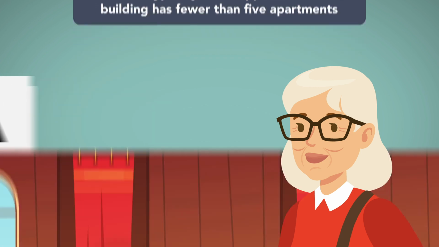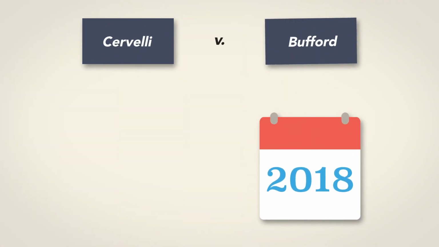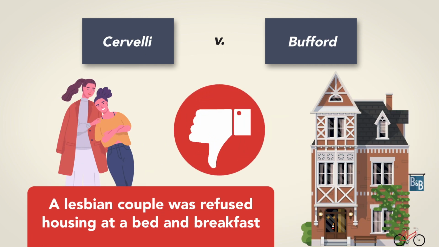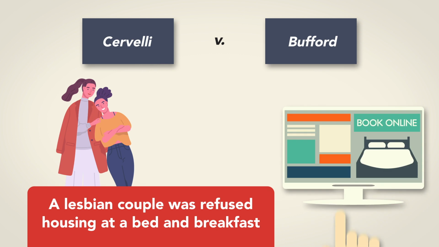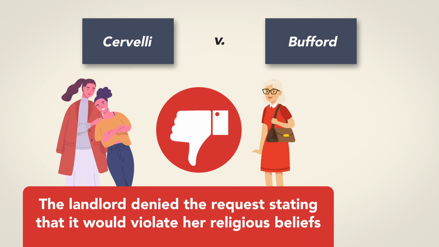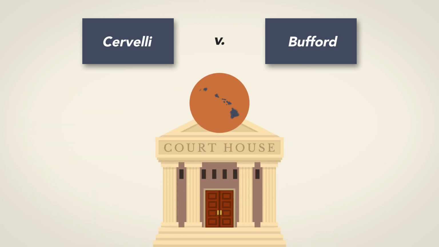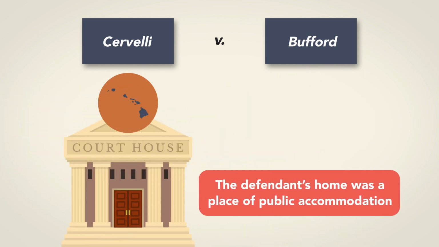The Mrs. Murphy exemption has been the subject of legal debate for decades, and recently came under scrutiny in Cervelli v. Buford, based on Hawaii's fair housing laws. A lesbian couple was refused housing at a bed and breakfast whose owner maintained house rules prohibiting guests from sharing bedrooms with romantic partners if they are not a married man and woman. When the lesbian couple tried to reserve a room in advance, the landlord denied the request, stating it would violate her religious beliefs. The Hawaii Intermediate Court of Appeals rewrote the Mrs. Murphy fair housing exemption, ruling that the exemption only applies to long-term rentals.